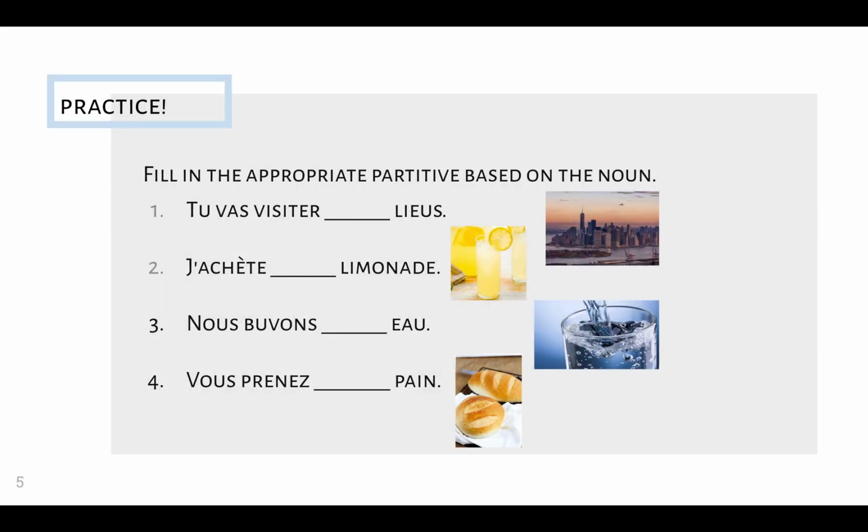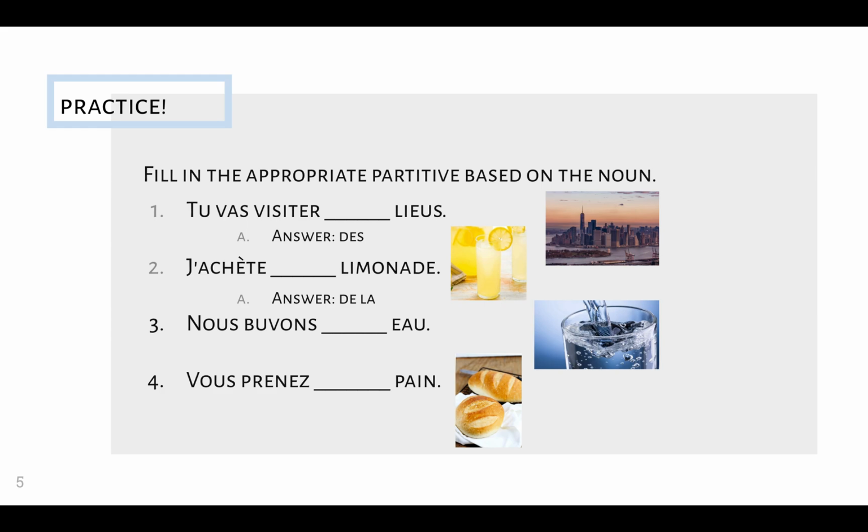So here's some practice. So we're going to fill in the appropriate partitive based on the noun. So here's this sentence. Tu vas visiter blank lieu. So the noun lieu is masculine and it's plural. So we know that it's going to be des. Number 2, j'achète blank limonade. So we know that the noun limonade is feminine singular, so it's going to be de la.